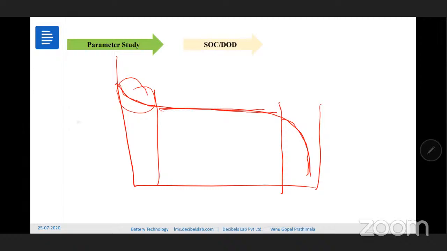Here on the y-axis it is the terminal voltage, and on the x-axis it is SOC. Sorry, it is 100, 80, and this is 20, and this is 0. Initially we are at 100%, 4.2 volts, and this is at 2.7 volts.